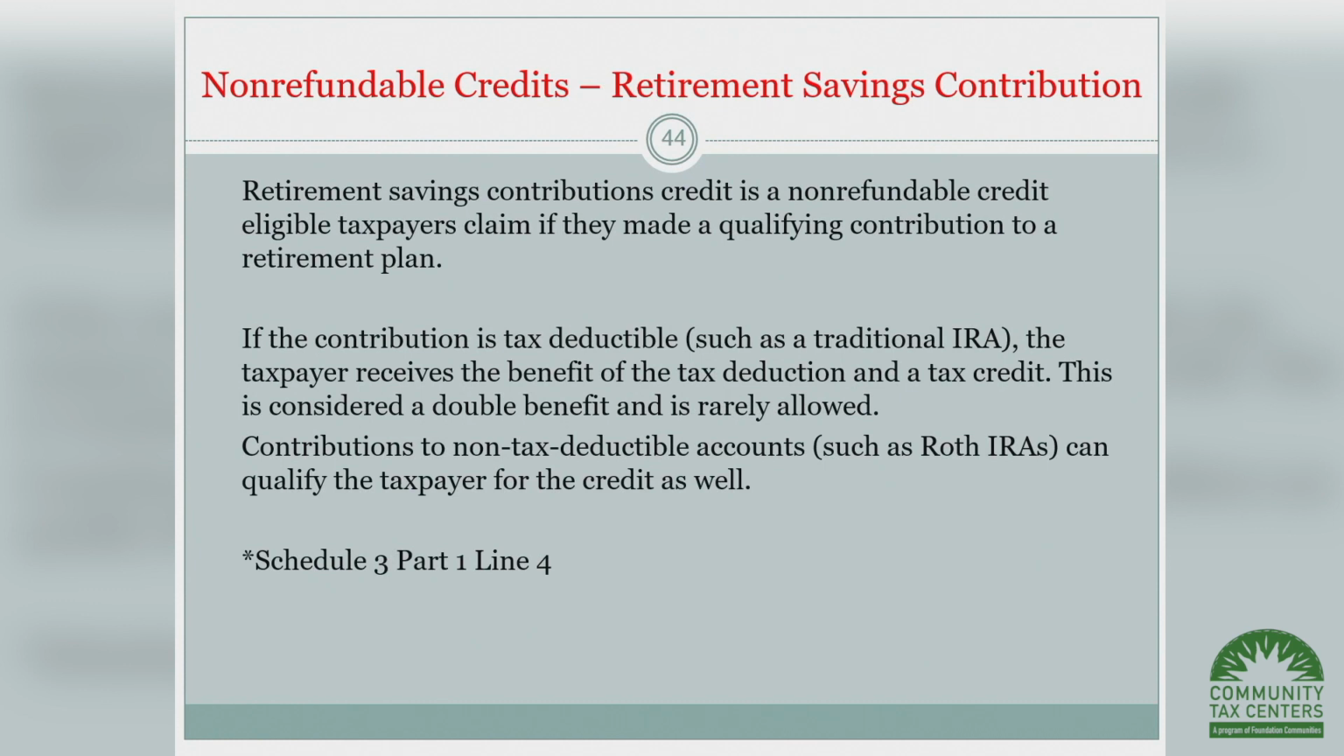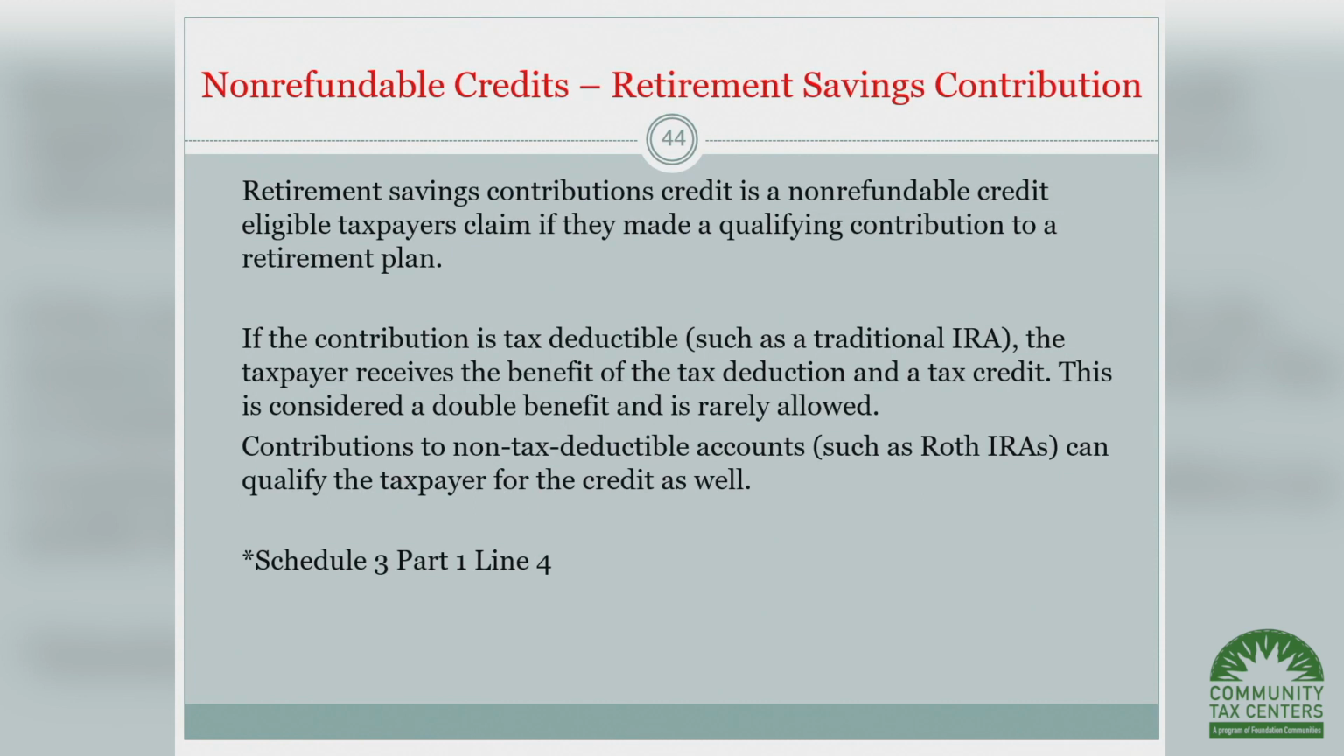If the contribution is tax deductible, such as your traditional IRA, the taxpayer receives the benefit of the tax deduction and as a tax credit. This is considered a double benefit and is rarely allowed, but it's possible. It's the only time I've seen it in the tax law. You can get a double deduction. A double benefit. Yeah.